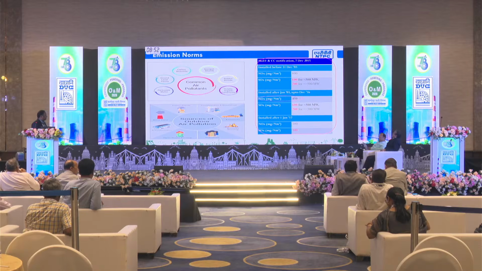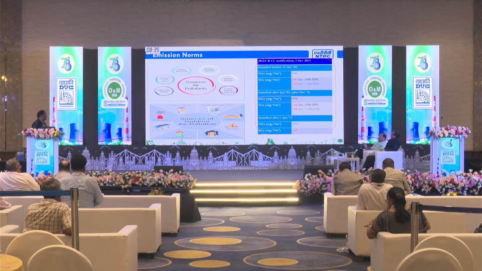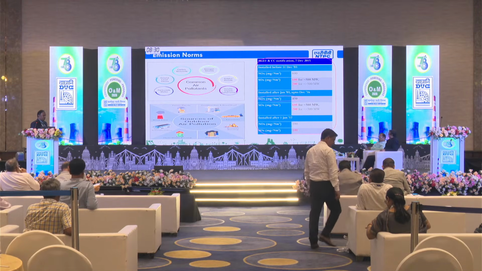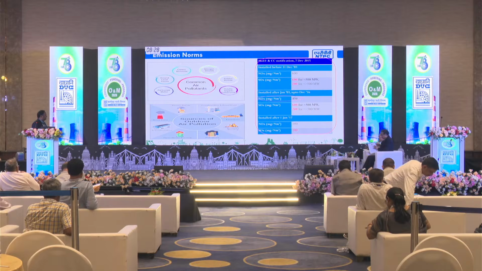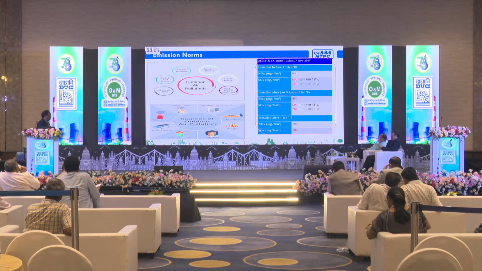Regarding NOx, these are the environmental norms issued by the Ministry of Environment, Forest and Climate Change, dated 7 December 2015. For older plants installed before 2003, the NOx limit is 600 mg per NM3 for units less than 500 megawatt, and for units of capacity more than 500 megawatt, the limit is 200 mg per NM3.